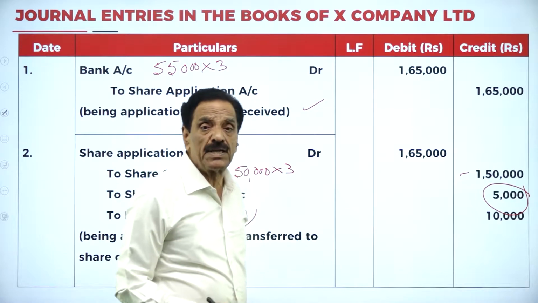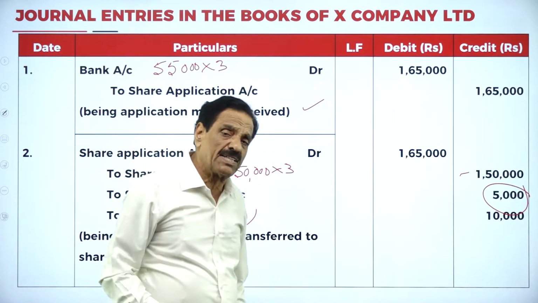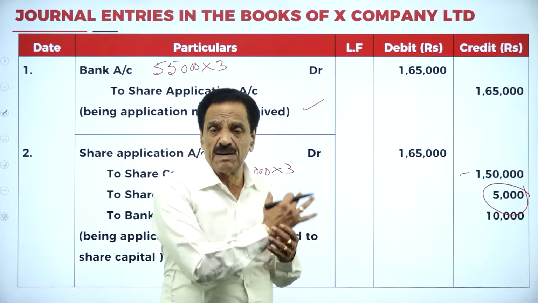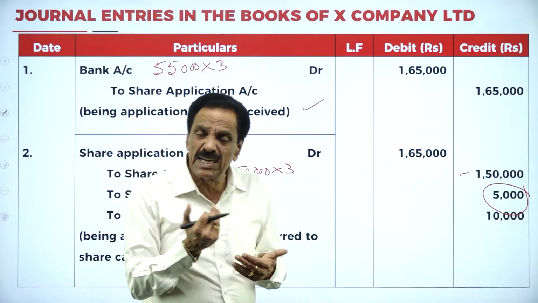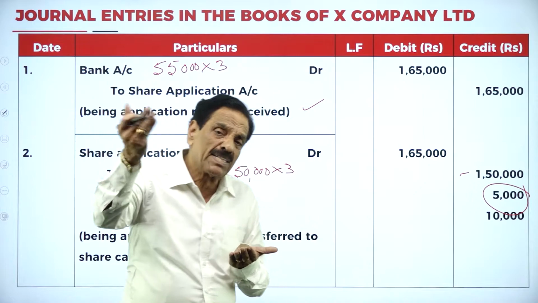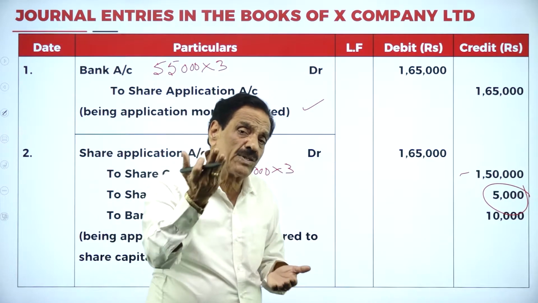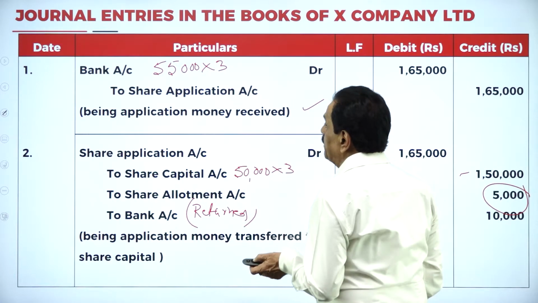Still how much money has been returned? 10,000 has been returned to the public because their shares are not allotted. That is called application rejected, and the money has been refunded. If we receive the money, what's the entry? Bank account debit to share application account. If we pay back the money, the entry is share application account debit to bank account. Then we'll go to the entry for allotment.